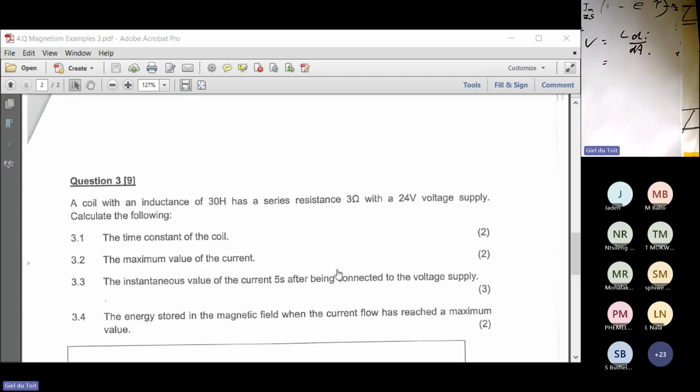Did you do that? Yes. Very good, Miss. Is it Miss Baloy who's speaking? Yes. Oh, very good. And the instantaneous value? It's just that same question we had just now.